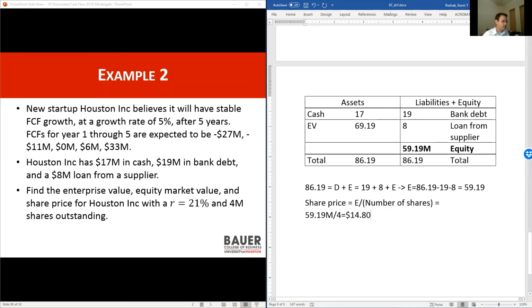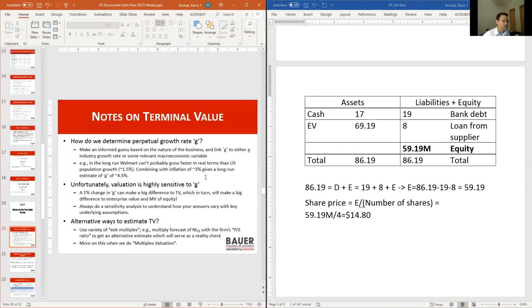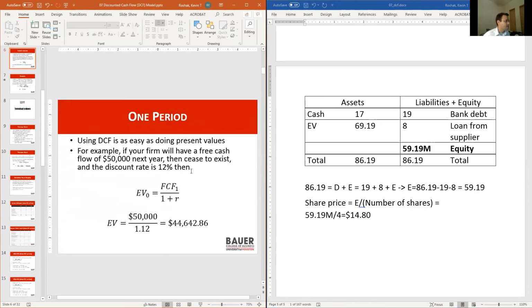So again, if you're writing an analyst report for your clients, you would tell them to buy the stock at 14.80. If it's trading at more than that, then it's overpriced and they should sell, and vice versa. So that's everything for the DCF model.